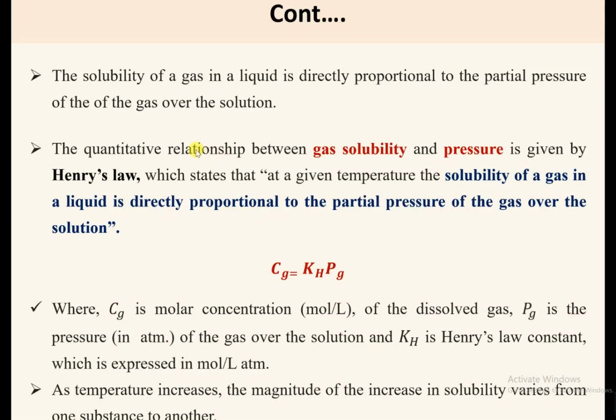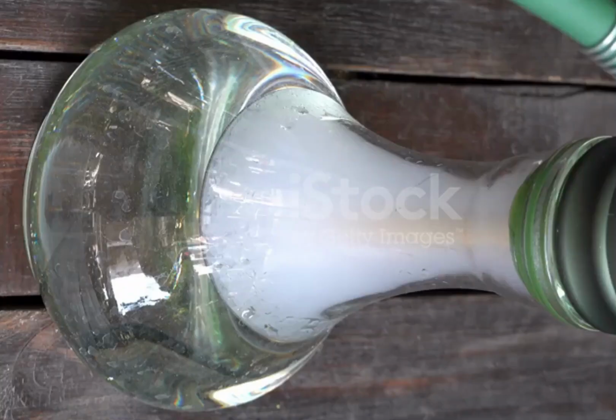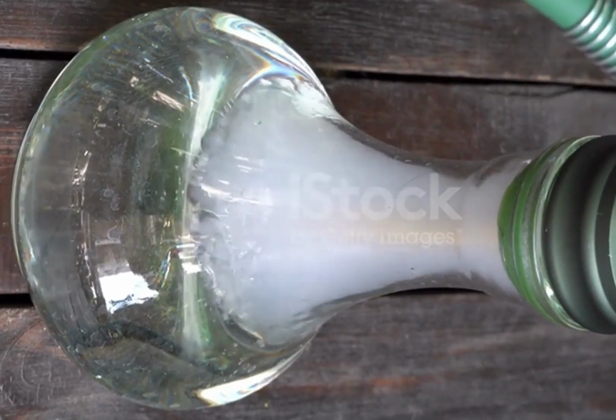So this mathematically can be expressed using Henry's law: Cg is equal to Kh times Pg, where Cg is the concentration of gas in the solution, Kh is Henry's constant, and Pg is the pressure of the gas above the solution. We assume there is a solution and we have pressure above it. If you increase the pressure at the top, then the tendency of that gaseous particle to be solubilized in the solution is high.